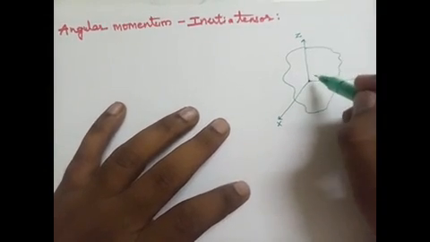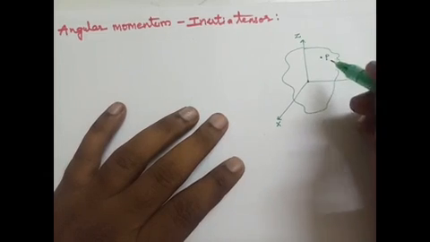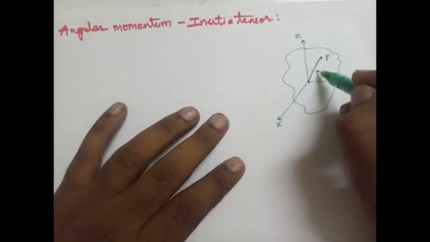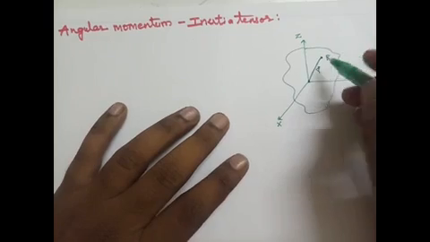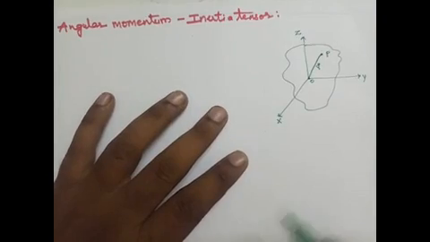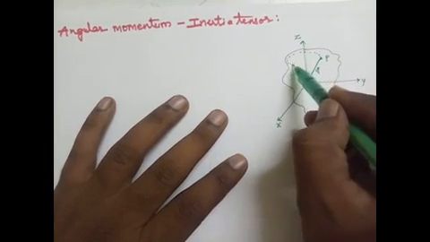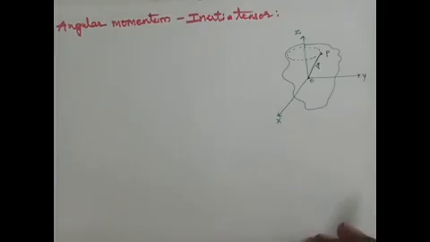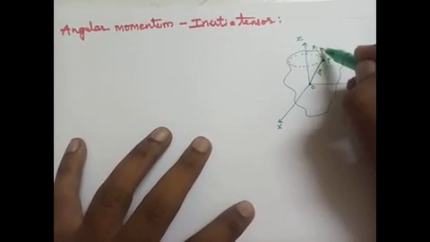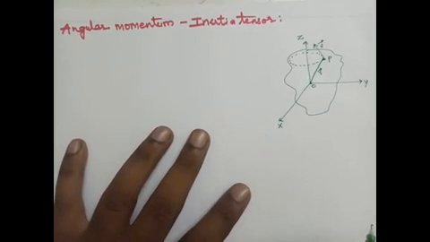And in this body I am assuming one particle P which is at a distance R, that is, the vector is OP bar, R distance from the origin O. Now it is rotating about the Z axis, whose tangential velocity component is V bar.